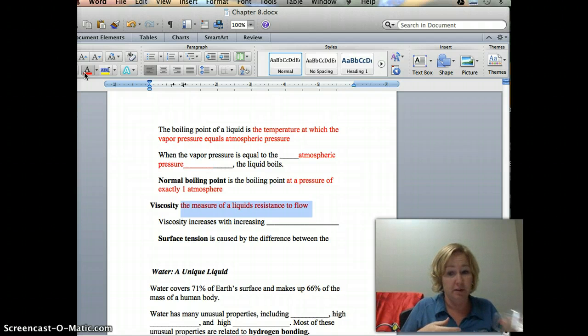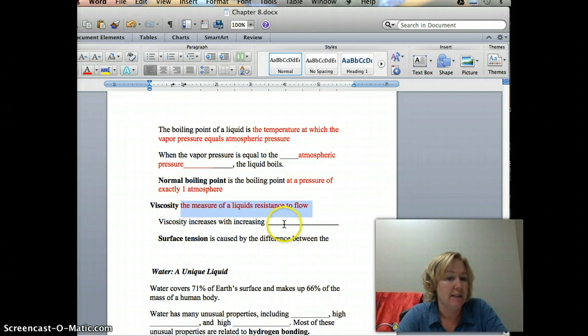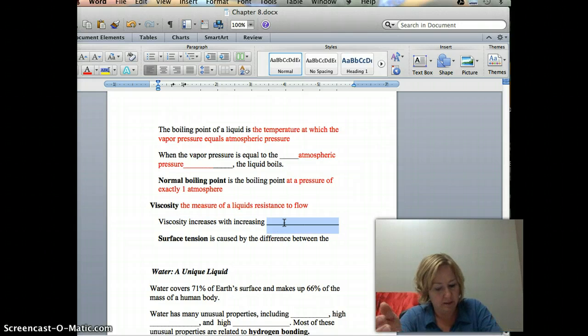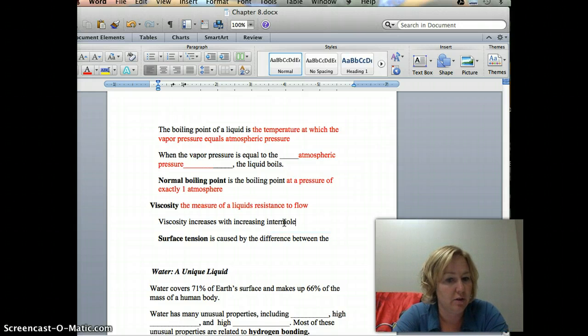Water flows pretty easily, right? I could dump this out all over my desk, which I won't do, and you won't notice. It's not very viscous. Viscosity increases with, let's guess, intermolecular forces. Remember those? Remember dipole, London dispersion, hydrogen bonding? All intermolecular forces.